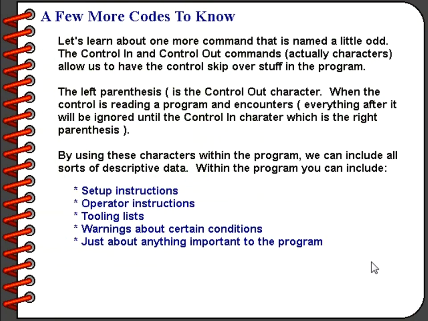Let's learn about a few more commands here that are very, very helpful, but their name is a little bit odd. These commands are called the control in and control out commands. They allow us to have the control skip over stuff within the program. The left parenthesis key is the control out character. When the control is reading a program and it encounters that left parenthesis, everything after it will be ignored until the control in character, which is the right parenthesis.